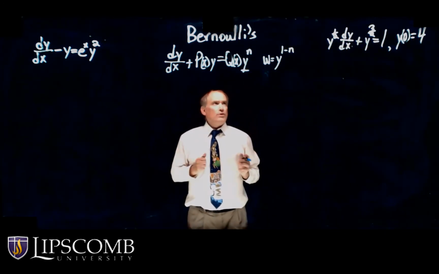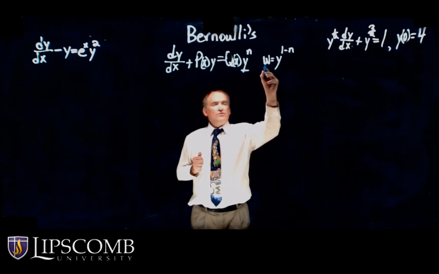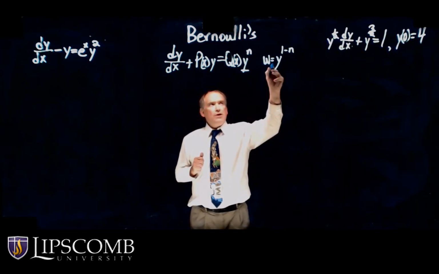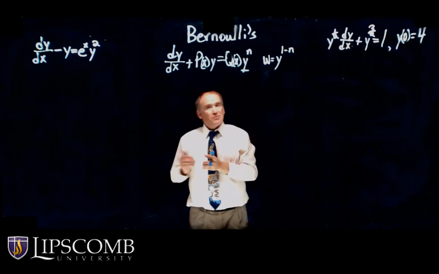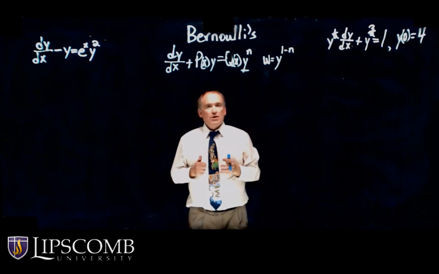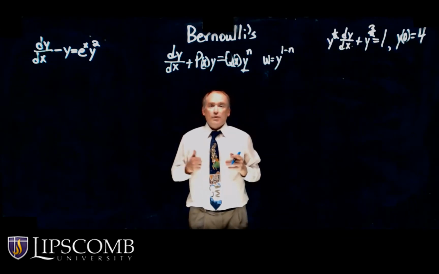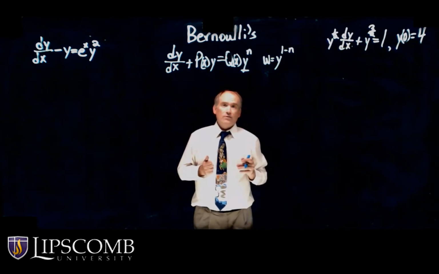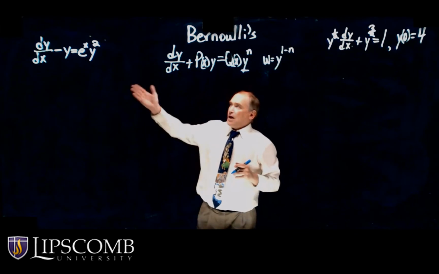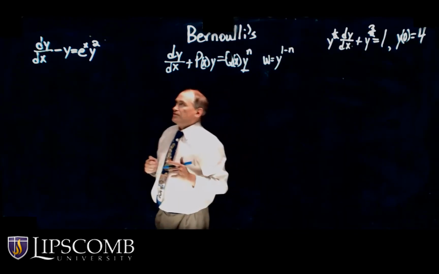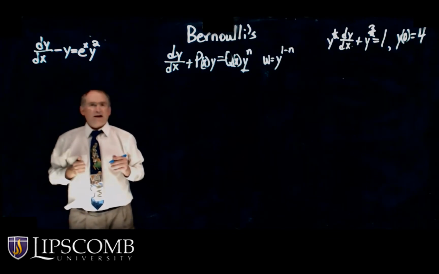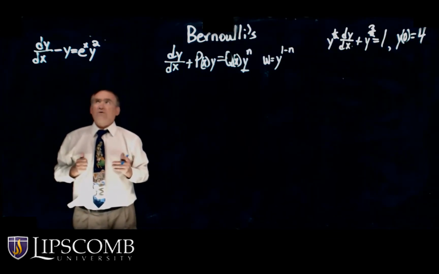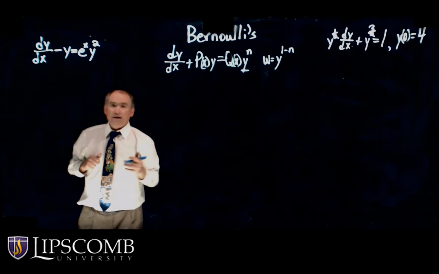So what we're going to do is use this substitution, w equals y to the 1 minus n, and then it becomes linear, and so we can use our integrating factor, mu. I've got two examples, and let's start with this one. dy/dx minus y equals e to the x times y squared. If you notice, this is in the form I need.